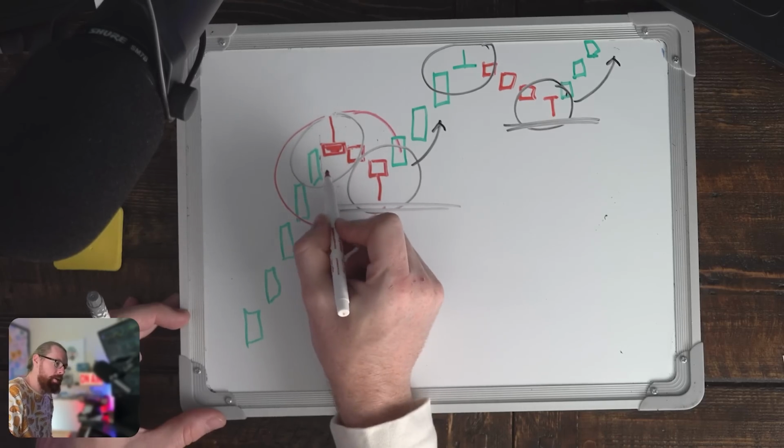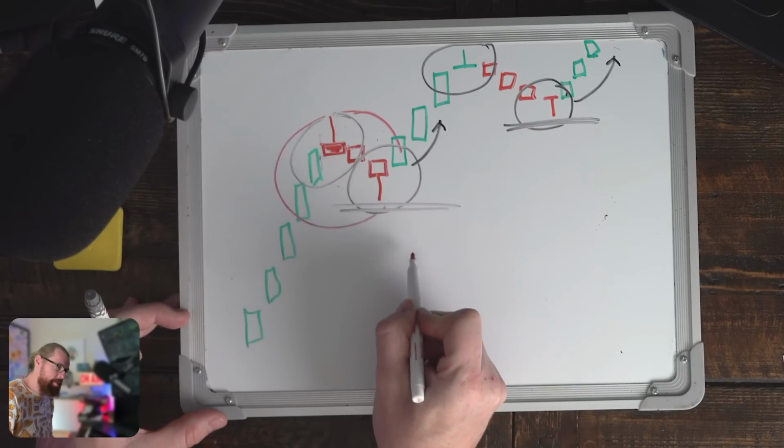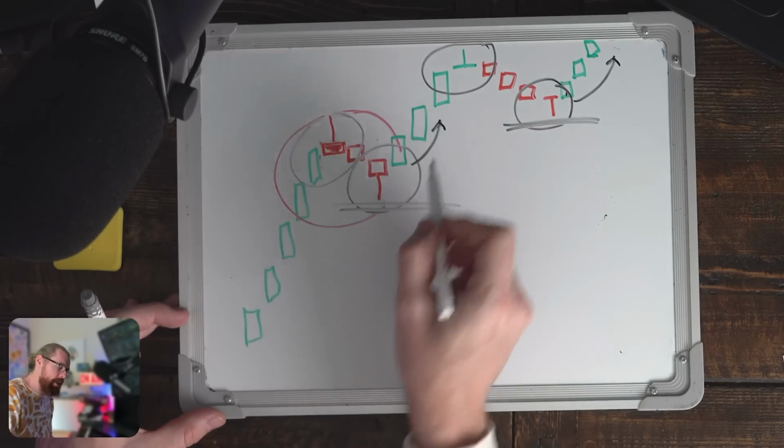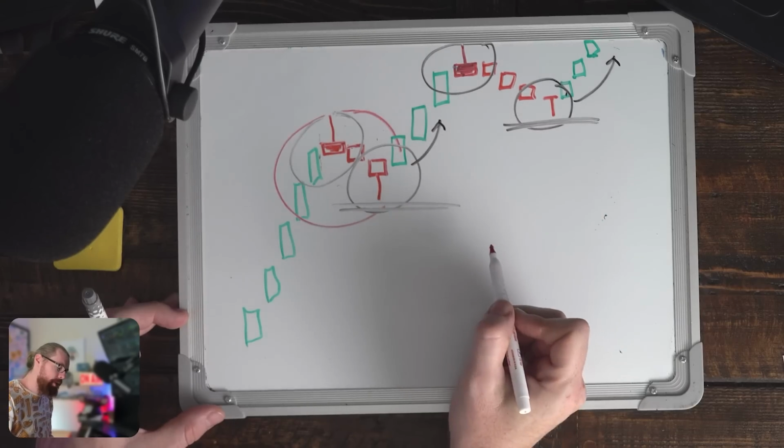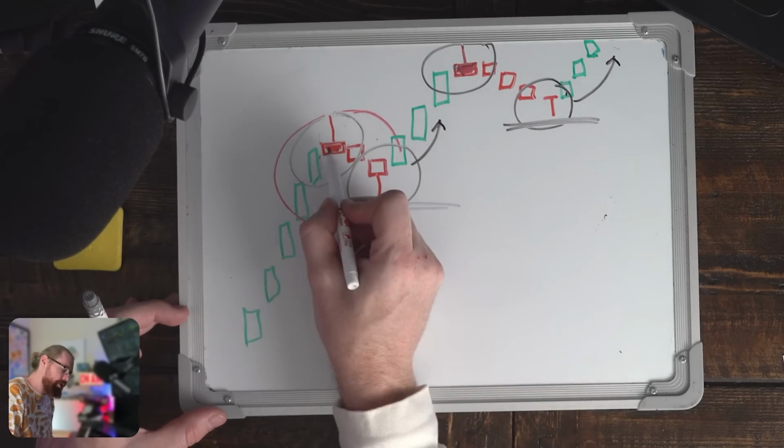It's a shooting star. So we call it a shooting star because the price comes back down, just like a shooting star comes back down. So if this had the body here, that's a shooting star. All right, so again, a shooting star, just like this.